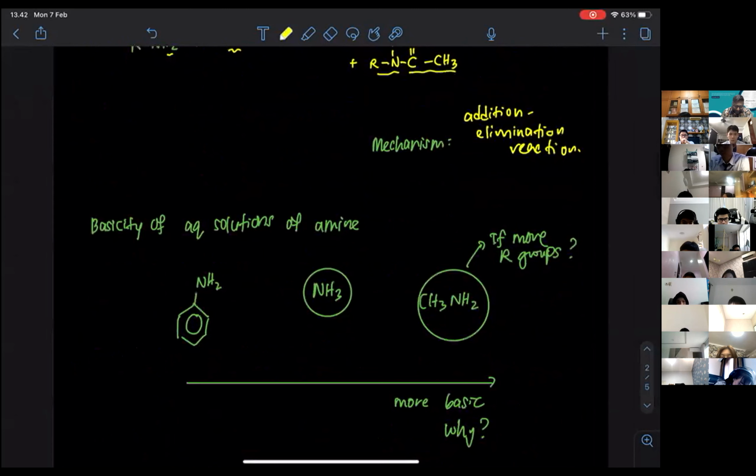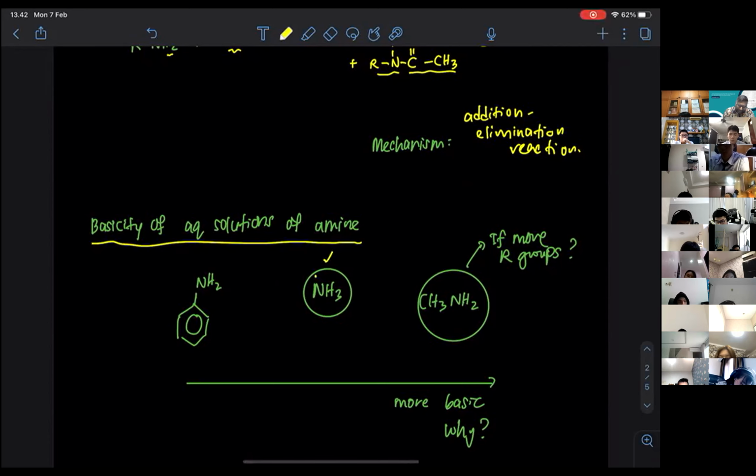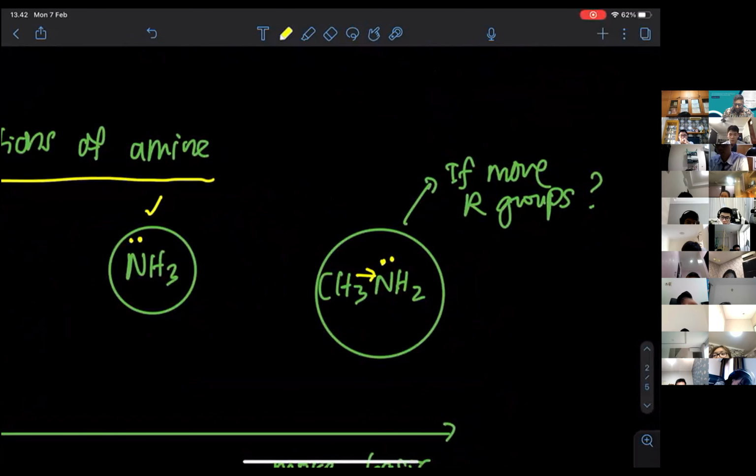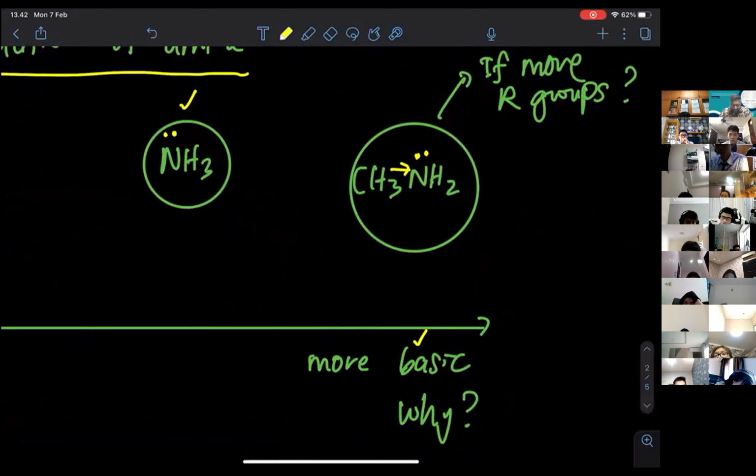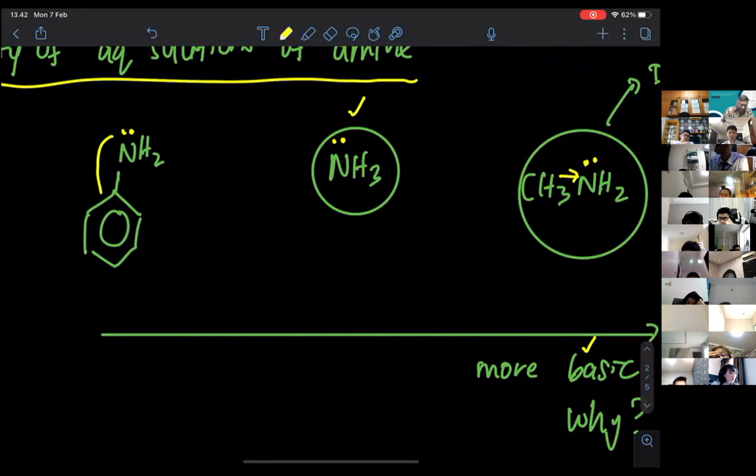And we have also learned just now in the beginning, I taught you about the basicity of aqueous solution of amine. If you look at ammonia, ammonia has a lone pair. They also have a lone pair. This one also has a lone pair. The presence of alkyl group or the R group will push the electron over there. Repulsion of the lone pair will be more, so this is going to become more basic. Here, the lone pair overlaps with the pi bonding system, making it less available for bonding. So that's why they are less basic.